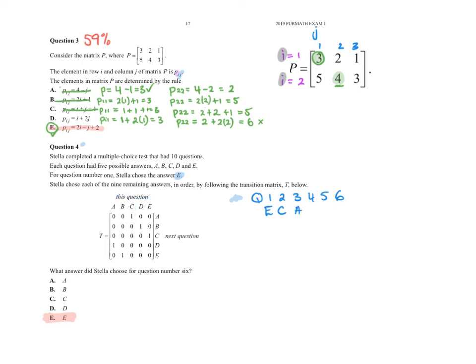And I go again. I'm now on A, so I go down and I get D. So now I'm at D. For this question, I'm at D, so I will go down and I'm now at B. Now we're at B, and we go down, and in this question, we're at E. So this is how I got E for the 6th question.